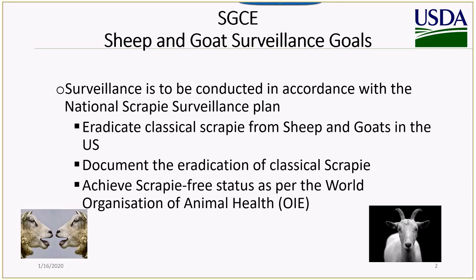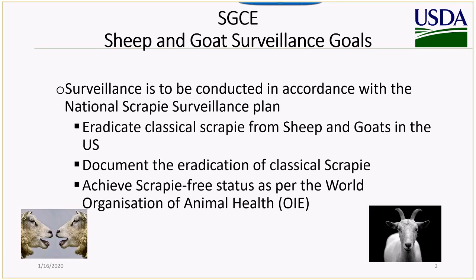To meet the OIE guidelines for freedom, a country or region must conduct surveillance for at least 7 years with a 95% confidence of detecting scrapie at a prevalence of 0.1% of the target population, with no case of classical scrapie reported during the period.